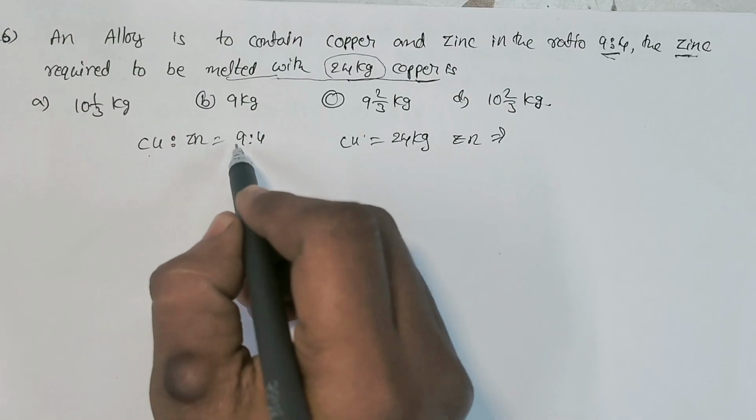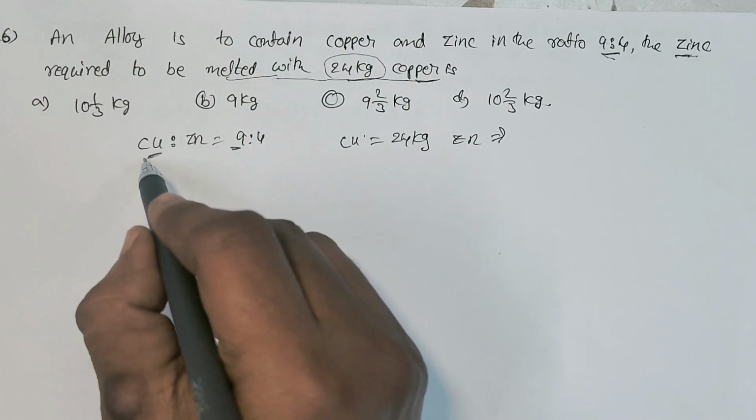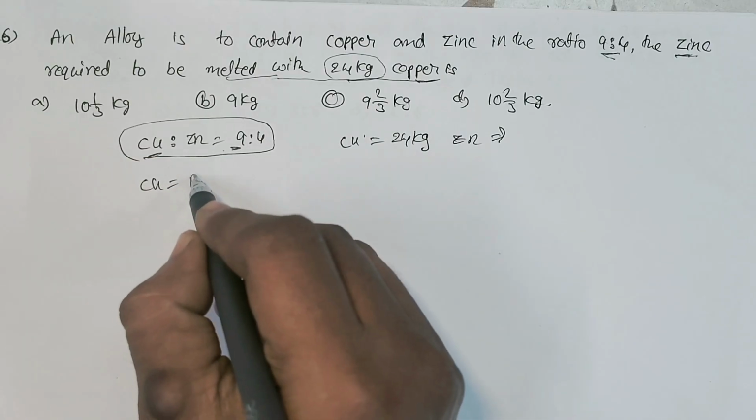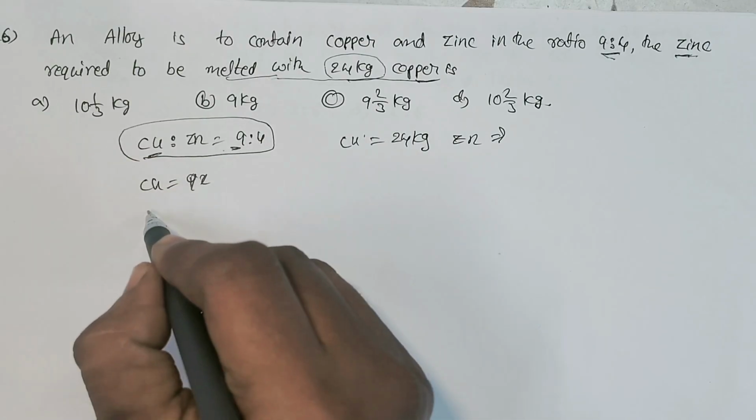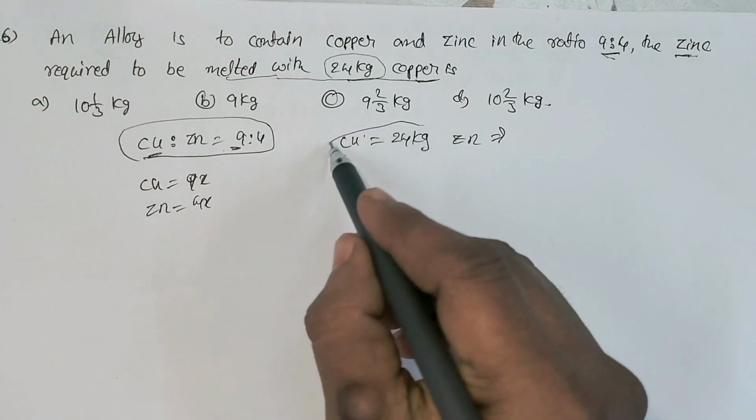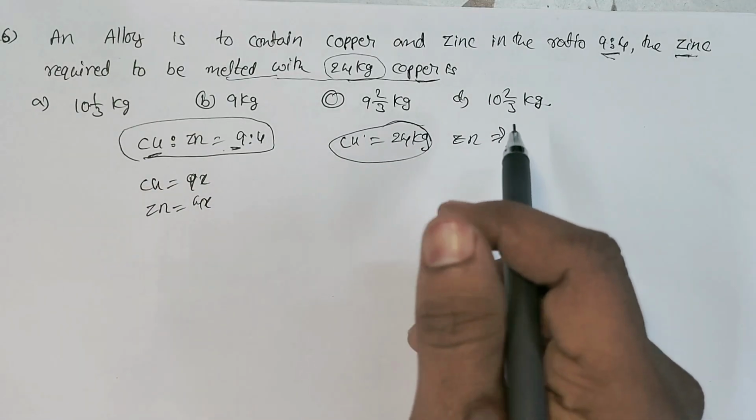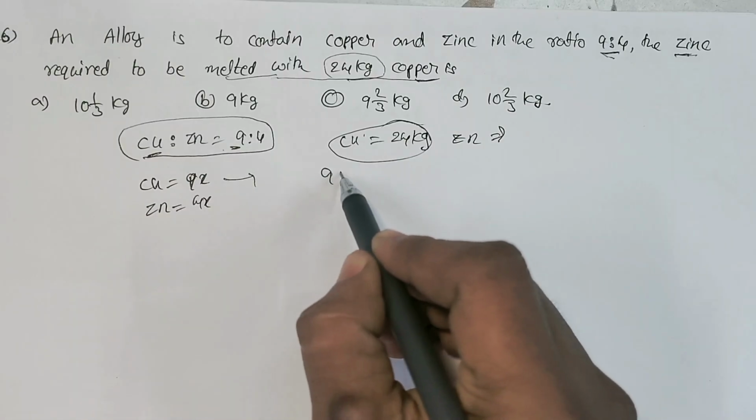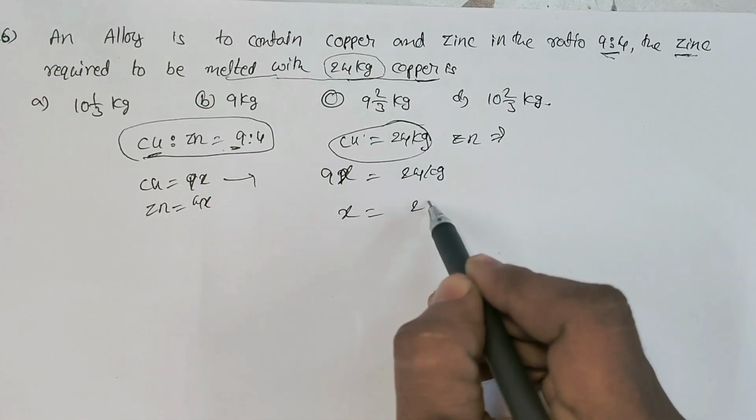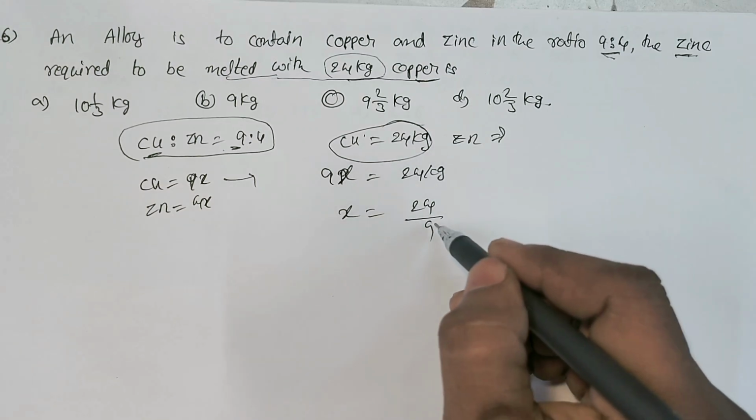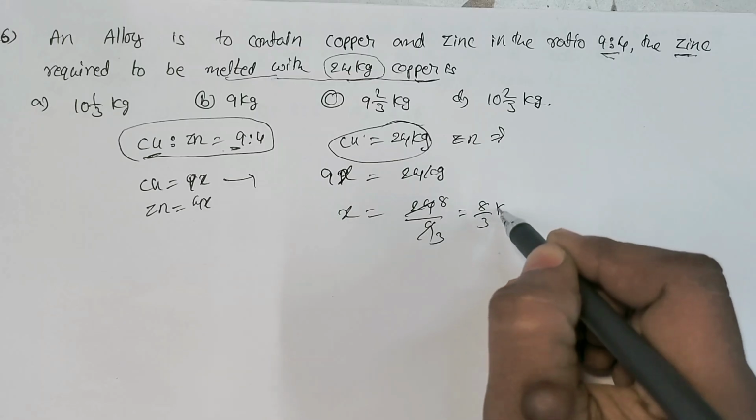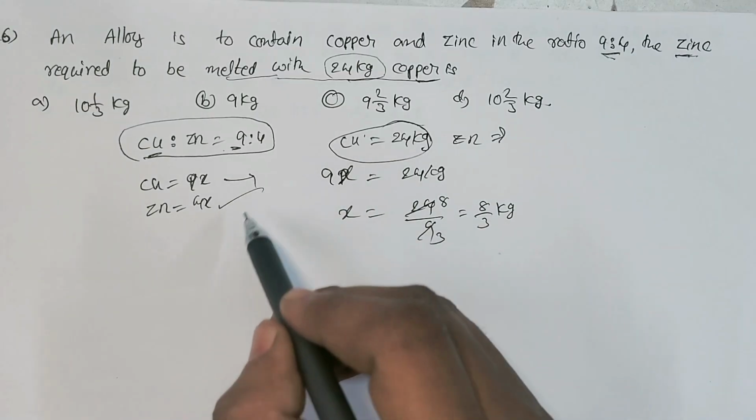So here in the ratio, what we know, copper to zinc is given as 9:4. That means we can suppose copper as 9x, then zinc we can suppose as 4x. But we got how much quantity of copper we have used, that is 24. That means this 9 parts given as 9x is 24 kgs. From this x is 24 by 9. Okay, so 3 3s are 9, 3 8s are 24. So x value is 8 by 3 kgs, and we are asked to find out the zinc.